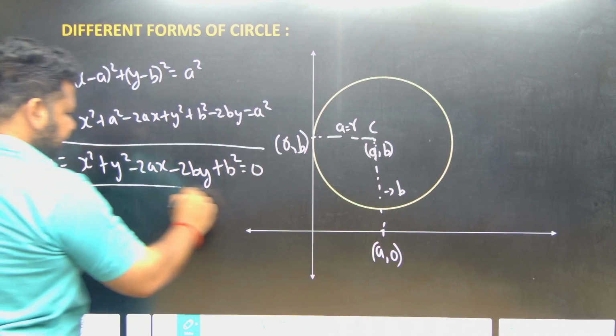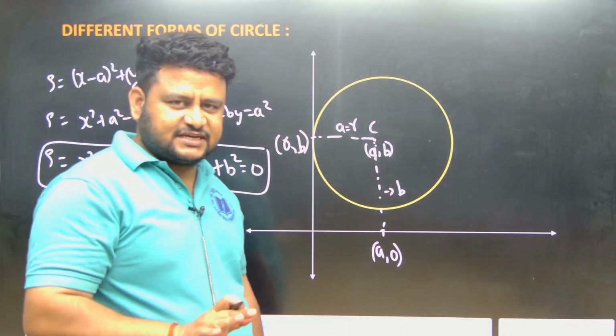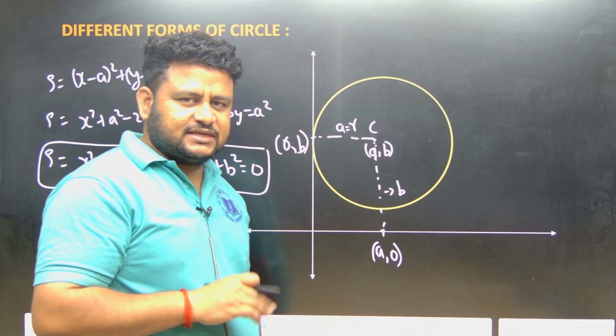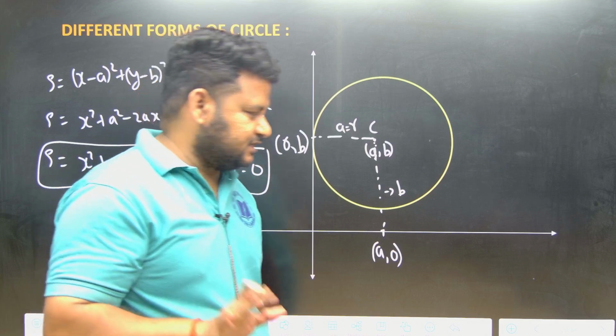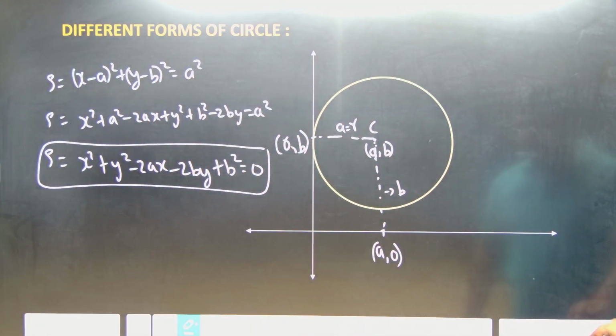You don't have to remember this equation by heart, you just have to know how it comes. If it is touching the x axis, the radius will be the y coordinate of the center. If it is touching the y axis, the radius will be the x coordinate of the center. That's it. Based on that, you can write the equation of the circle by yourself. Okay, let us proceed further.